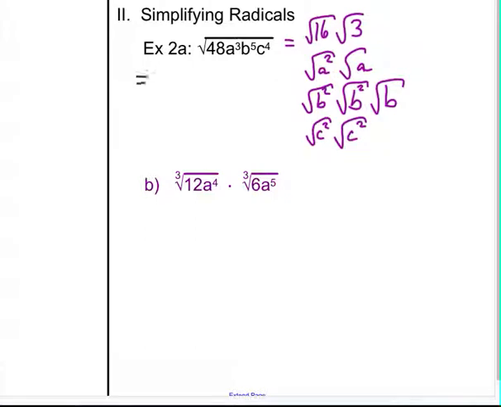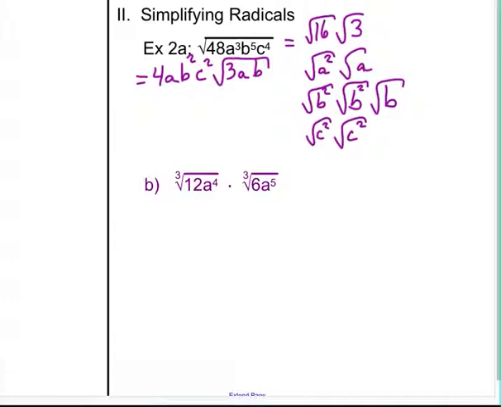So take the square root of all the perfect squares. The square root of 16 is 4. The square root of a squared is a. For the b squareds, we would have b times b, which gives us b squared. And same for the c squareds. We'll have c times c, or c squared. And then everything that's not a perfect square stays under the radical. So we have 3ab left under our radical.